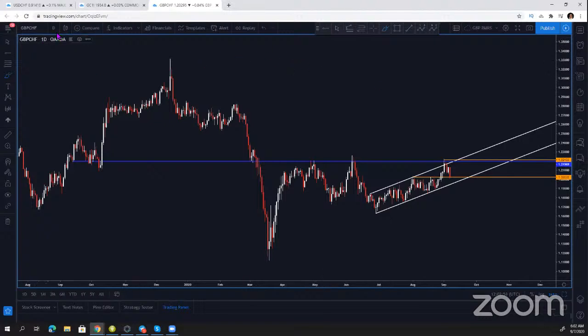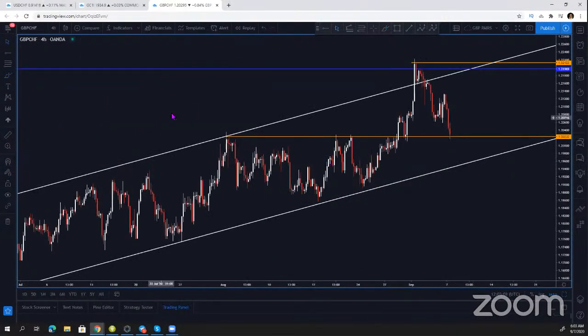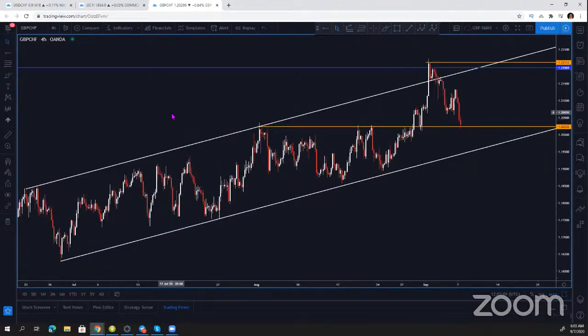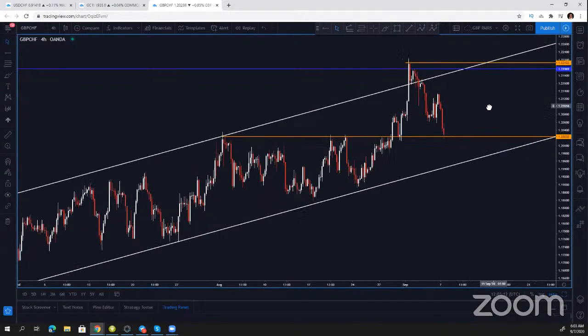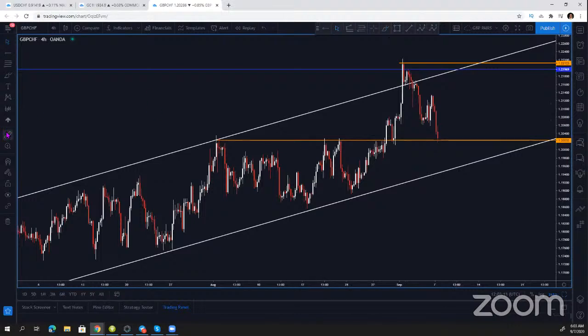All right, so let's go to a 4-hour chart. But yeah, fundamentally the pound is strong. I'm not going to go through fundamentals right now because I want to go through another chart. But fundamentally speaking, the pound is strong at the moment. So we are looking at a possible 170 pip move to the upside.